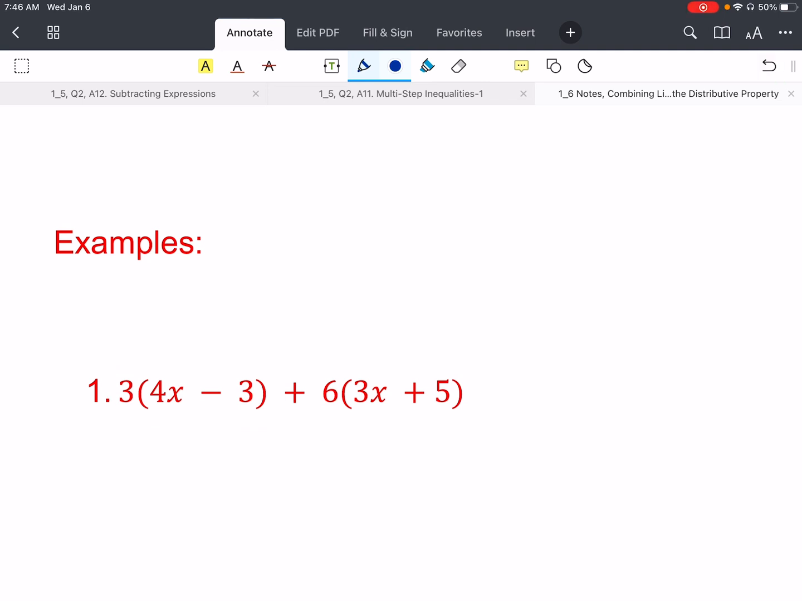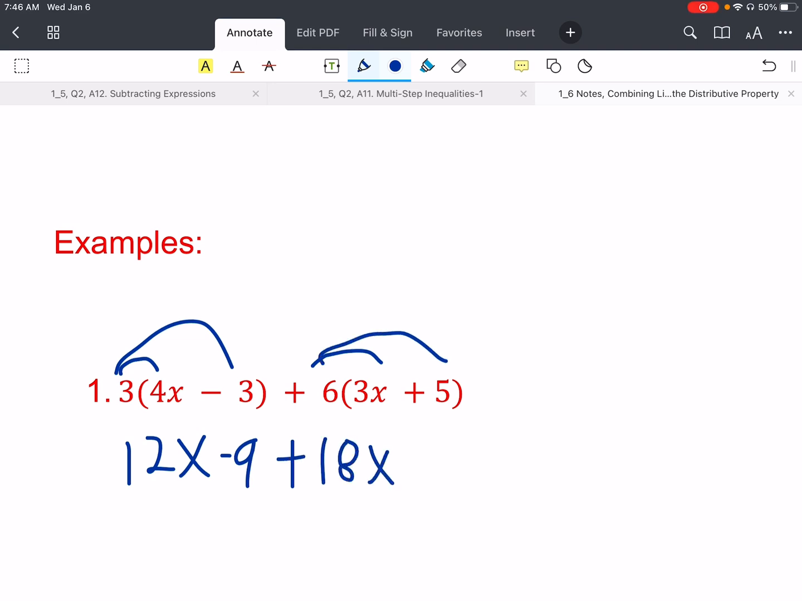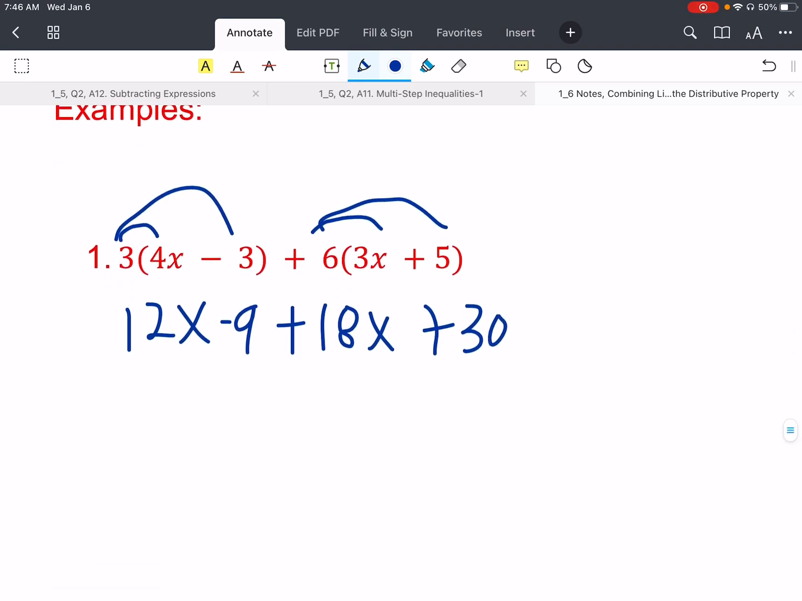So we are multiplying. First, we always want to distribute first to start out our expressions. 3 times 4x, 3 times negative 3 gives us 12x minus 9. And then we have 6 times 3x plus 18x and plus 30. Now that we have distributed, we can combine like terms. 12x and 18x give us 30x. And negative 9 and 30 give us a positive 21.